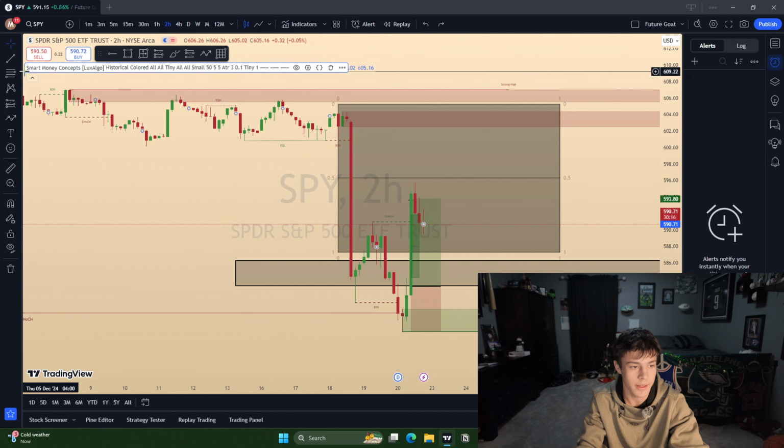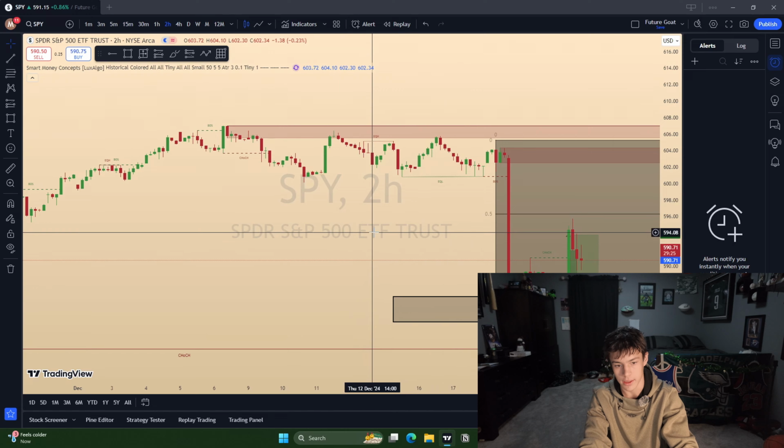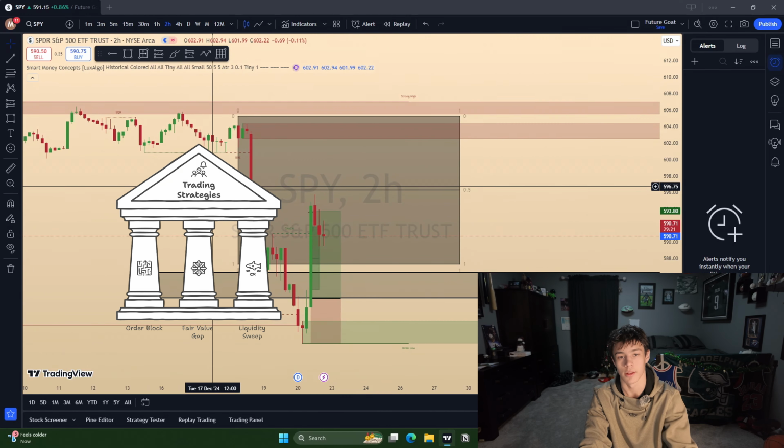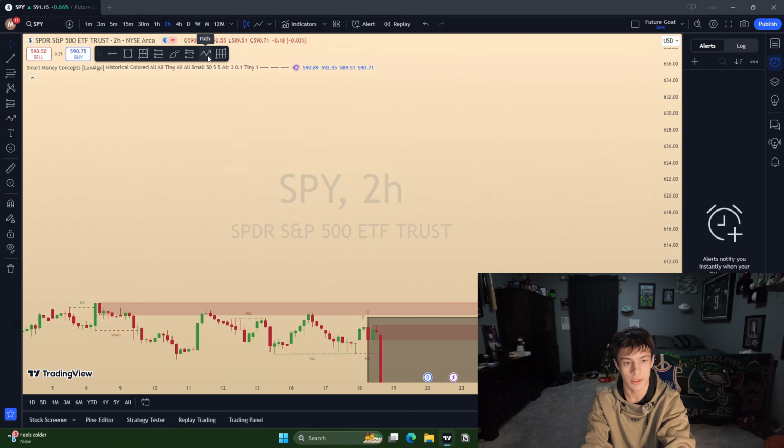So starting off, I've talked about this before, this indicator I use, Smart Money Concepts by LuxAlgo. Anyway, looking at this trade, I trade off of 3 key concepts, all right? Liquidity sweep, order block, and fair value gap. Those are my big 3, right? Starting off with liquidity sweeps.